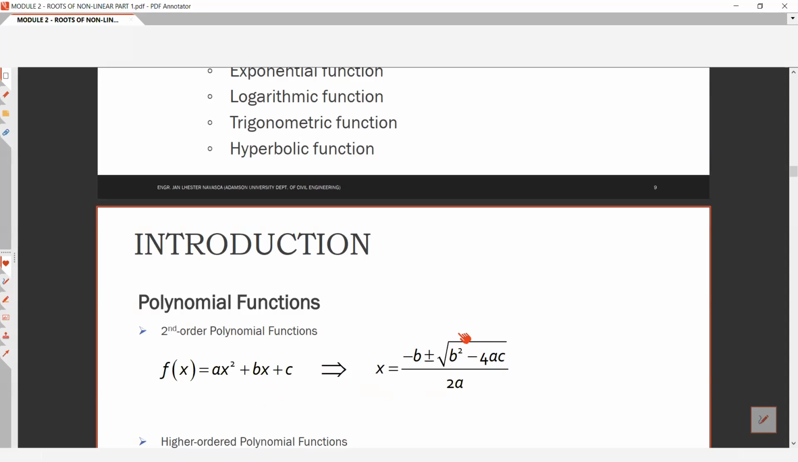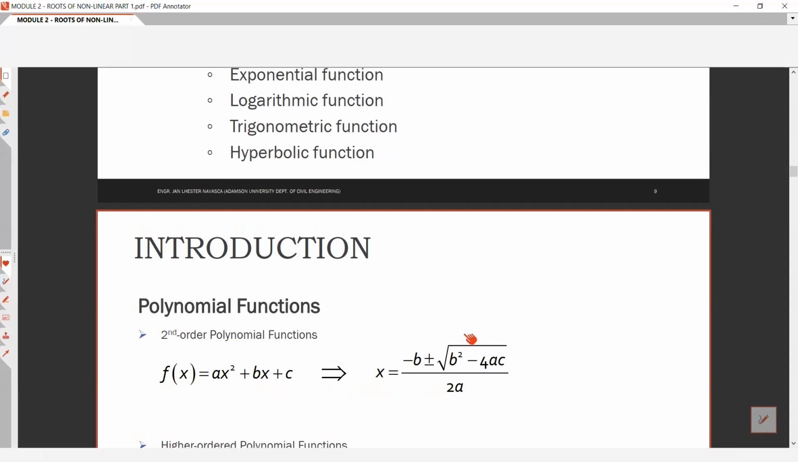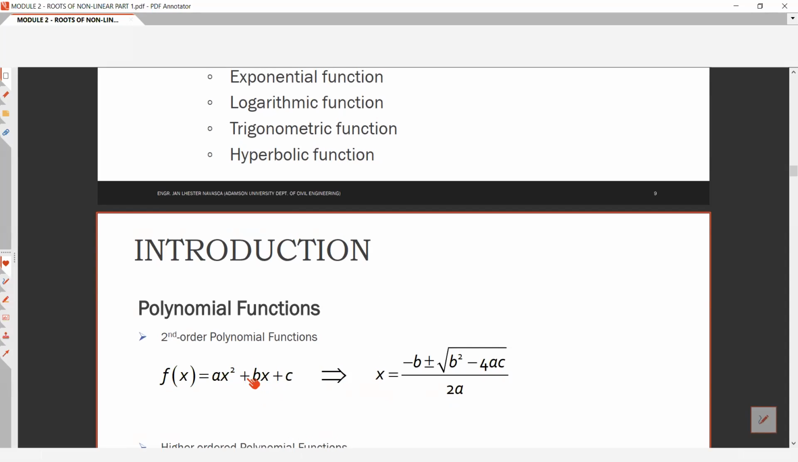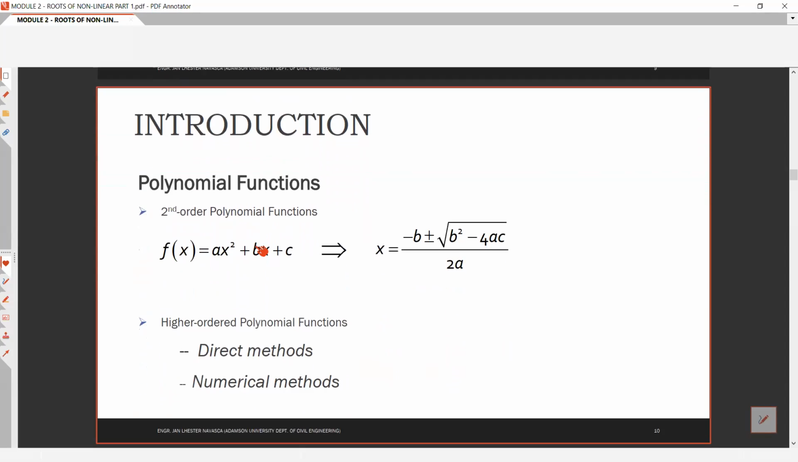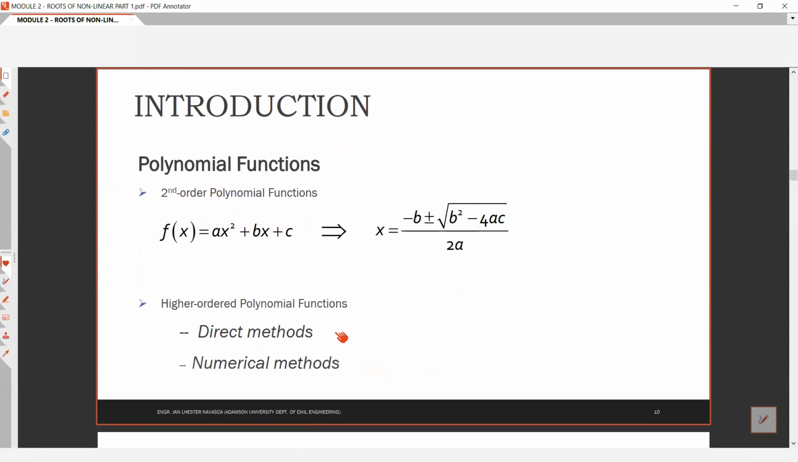That is the quadratic formula. Have you wondered how our calculator solves, for example, x raised to 9 or 10? For higher order polynomial functions, the methods are different. We have the direct methods and the numerical methods. The numerical methods are what we will tackle, but first we will discuss the direct methods.